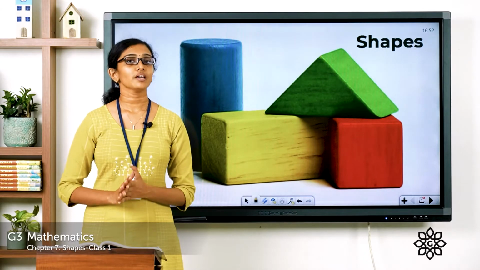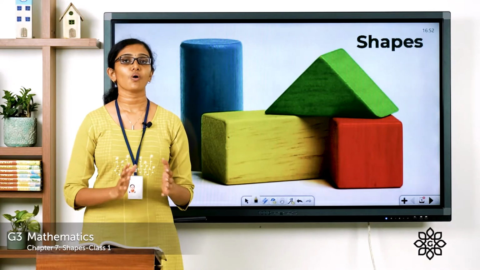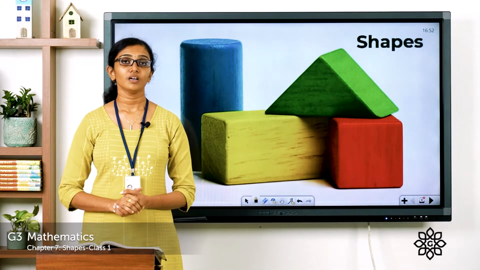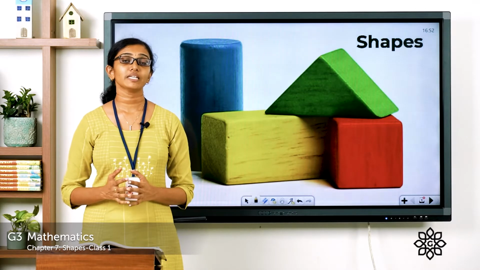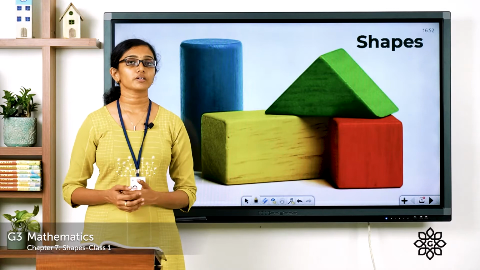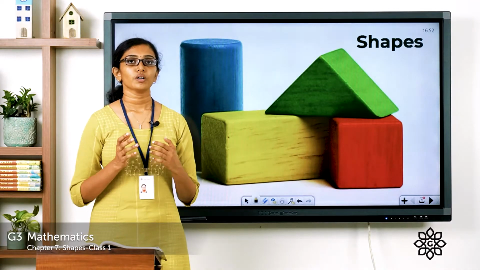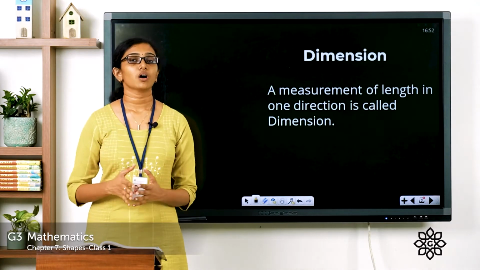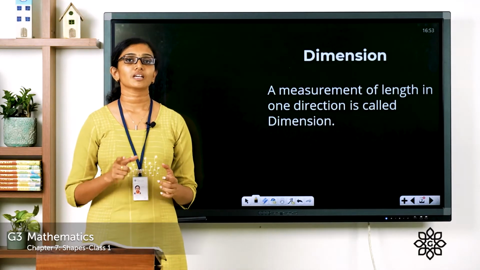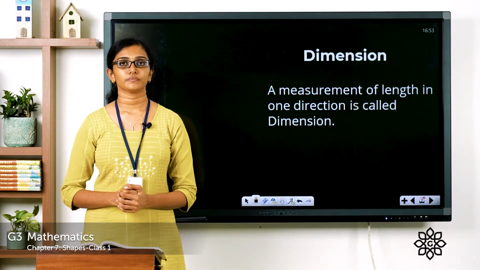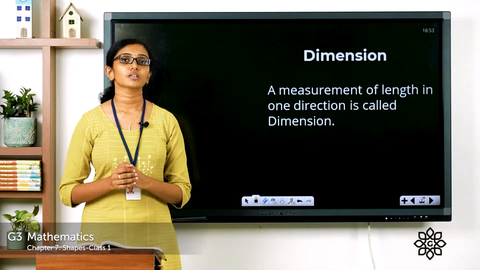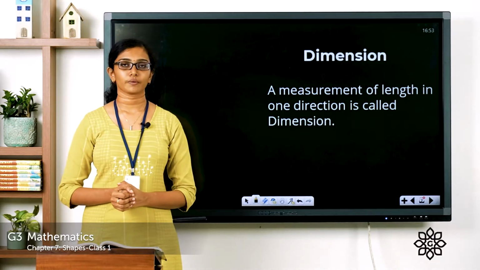So children, today we are going to start a new chapter on such shapes. We are starting Chapter 7, Shapes. When you describe a shape, we describe it in terms of its measurements, such as length, breadth or width. Such a measurement along a direction is called the dimension of a shape. So what is the dimension? A measurement of length in one direction is called a dimension of a shape.